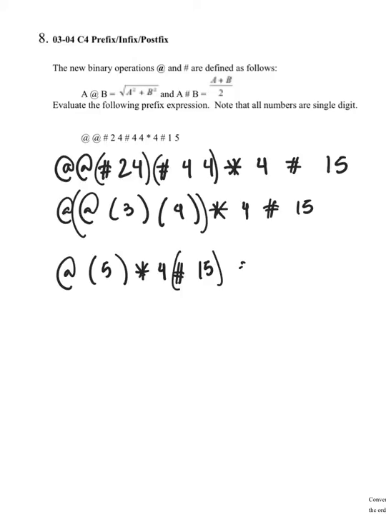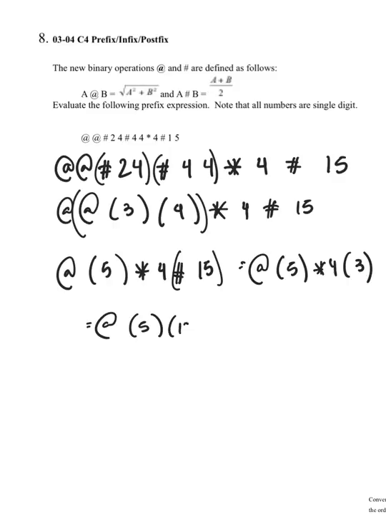So the hashtag 1, 5 is also a prefix expression. So I'm going to rewrite that again. So at 5 times 4, then hashtag 1, 5, which is 3. And then times 4, 3 is another prefix expression. So I'm going to rewrite that in this next step. That becomes at 5, 12, which equals 13.